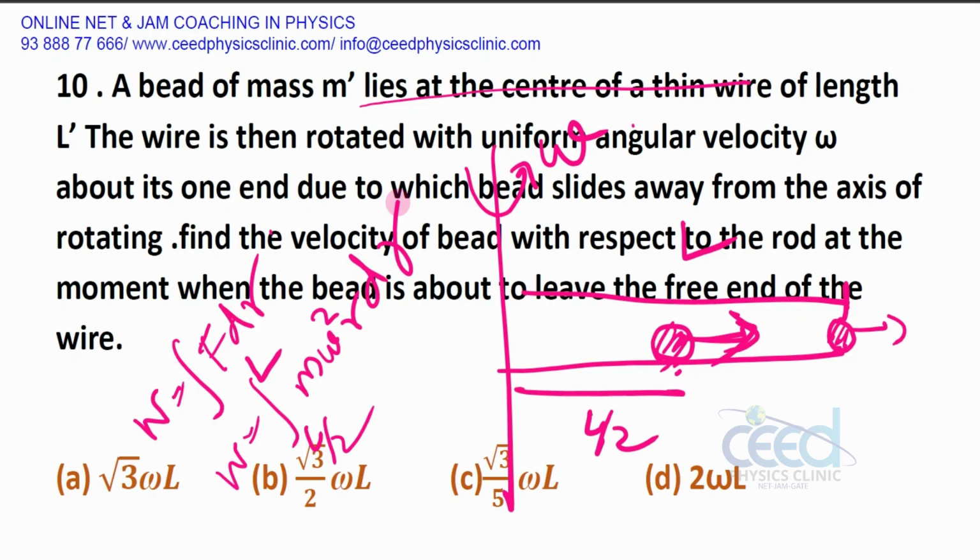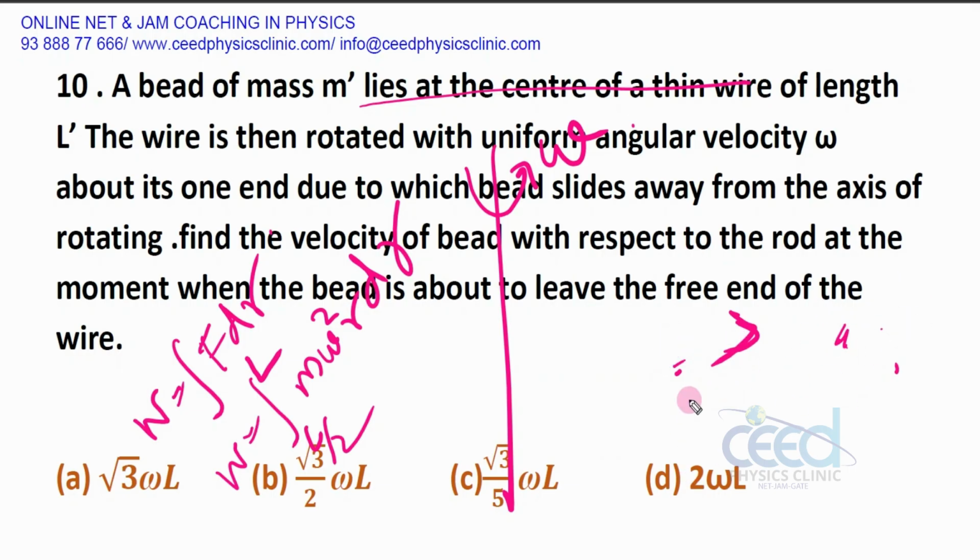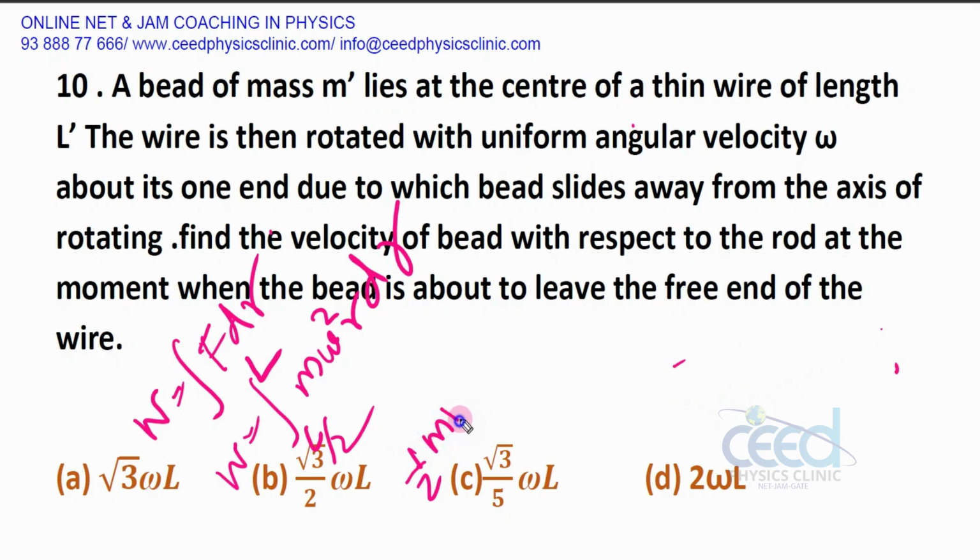Now what is work done? Suppose a body starts with velocity 0 and finally has a velocity v. What is work done? Change in kinetic energy. That is what the work-energy theorem says, right? So the change in kinetic energy is half m v square minus the initial kinetic energy, which is 0.